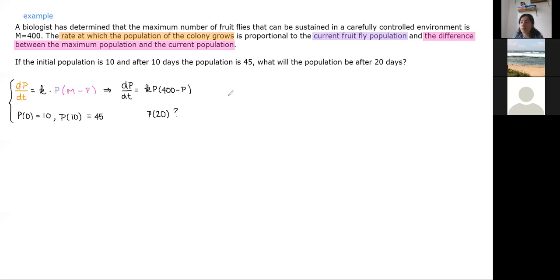Now, in this problem, there's going to be a lot of keeping track of where our terms are, and we're going to use several techniques to solve equations. So just make sure that you're keeping track of everything that we're doing and that you stop me if at any point you get confused. So first thing, as usual, is to find the general solution of the differential equation, which in this case means to find the general solution of dp over dt being equal to k times p times 400 minus p.